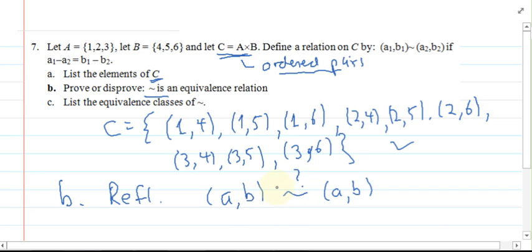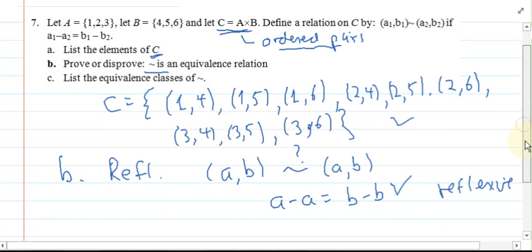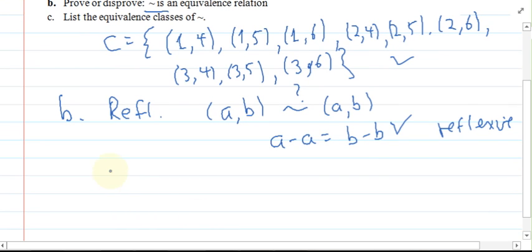Well, let's see. 2 elements are related if A1 minus A2 equals B1 minus B2. Now, A1 minus A2 in this case is A minus A. B1 minus B2 in this case is also B minus B. And this is true. So that means it is reflexive. Okay, now see what I did here. I applied this relation to these 2 elements that I'm trying to see if they're related or not. Okay. So that's reflexive.